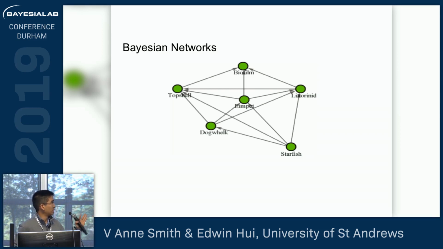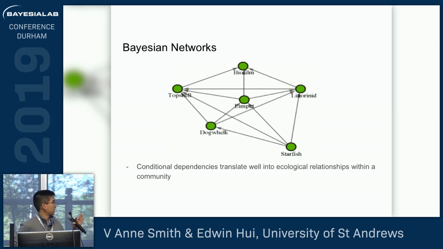So if we know that the predators are present, you're reasonably certain to know that the grazers might not be there. There might not be too many grazers hanging around because they have to avoid the predators, or they might be dead. Now, if we know that the grazers aren't present, you're reasonably certain to know that the biofilm is going to be present because there's nothing grazing on the biofilm. So, long story short, the conditional dependencies translate very well into the ecological relationships within the community.